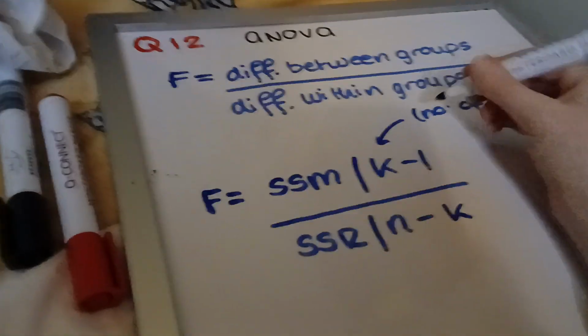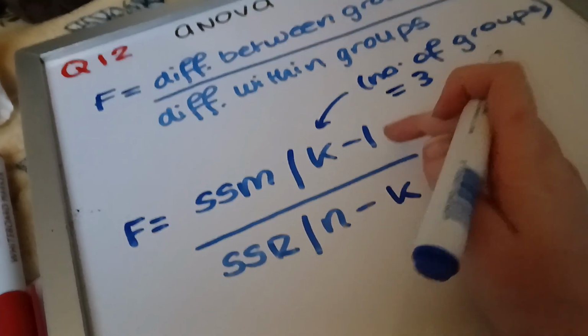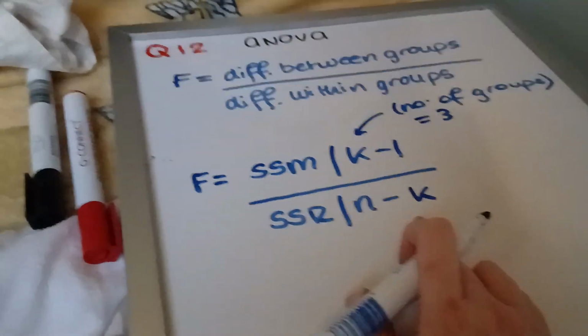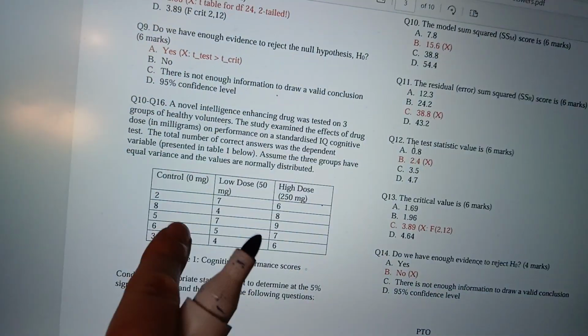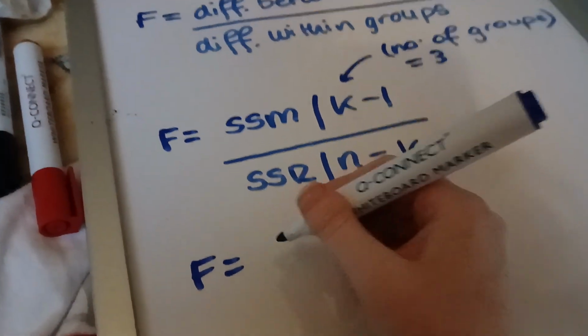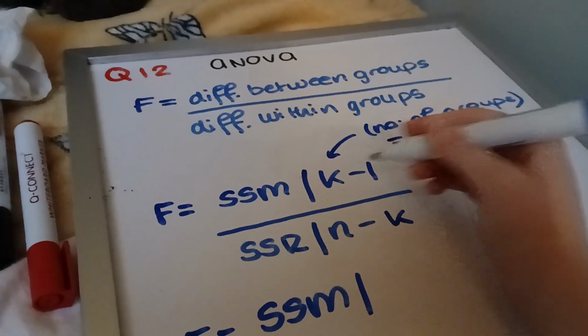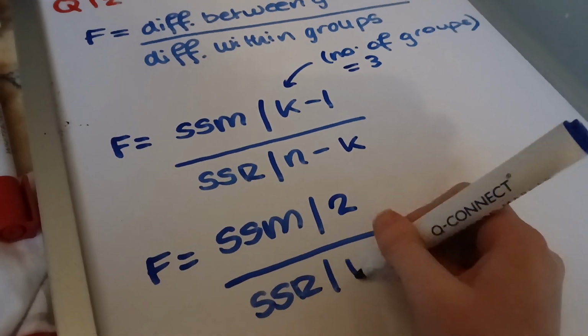K is the number of groups. K is always going to be 3 because we have 3 groups: control, low, and high. So if you want to change that to SSM divided by 2, you can. And this one is always going to be 12 because N is 15 in this case, because we're combining the 3 groups. So I got 15 from 5, 10, 15. So really the formula for this question is SSM that you calculated divided by 3 minus 1, which is 2, and then SSR divided by 12. That's basically it. It's always going to be that.